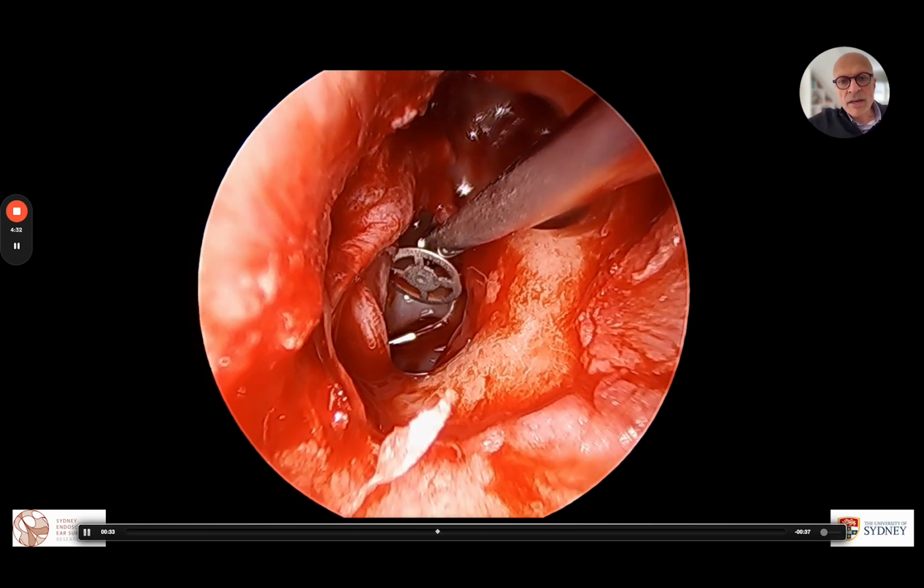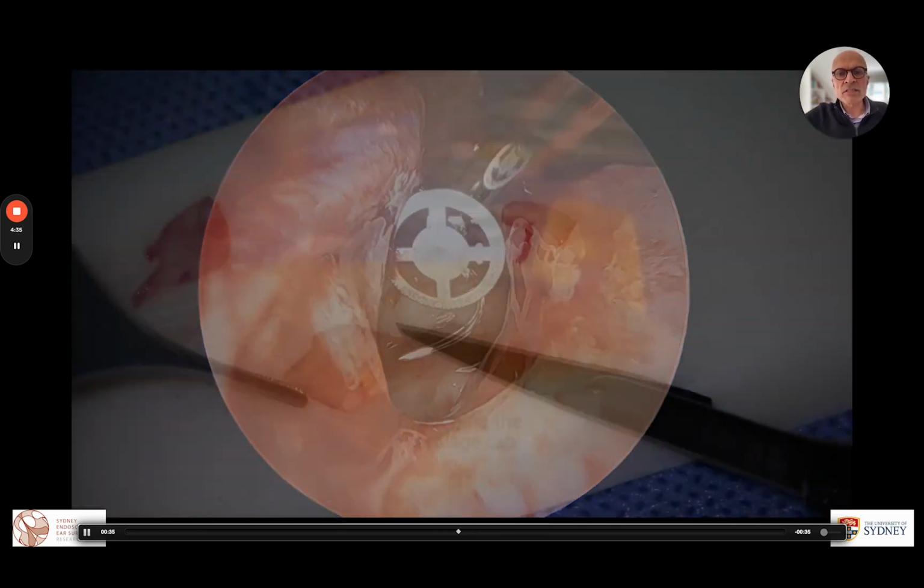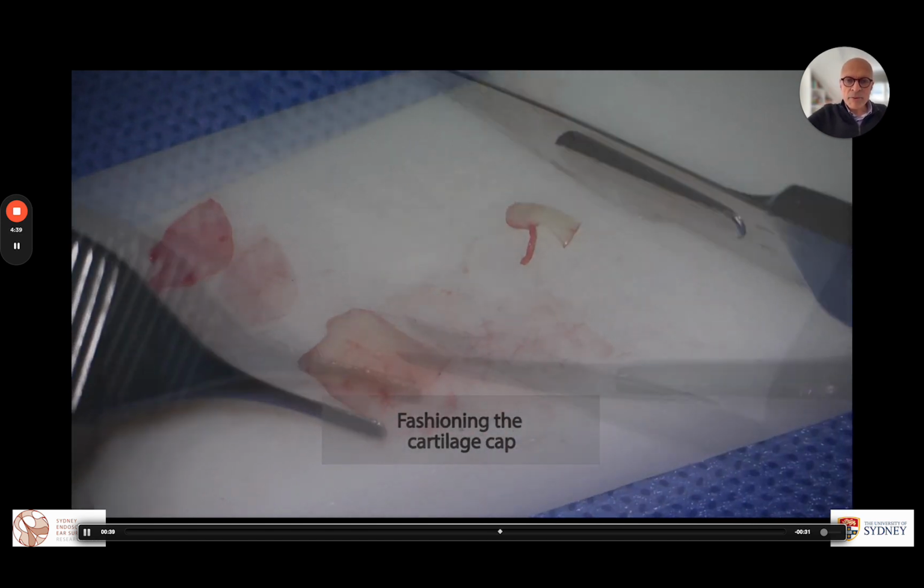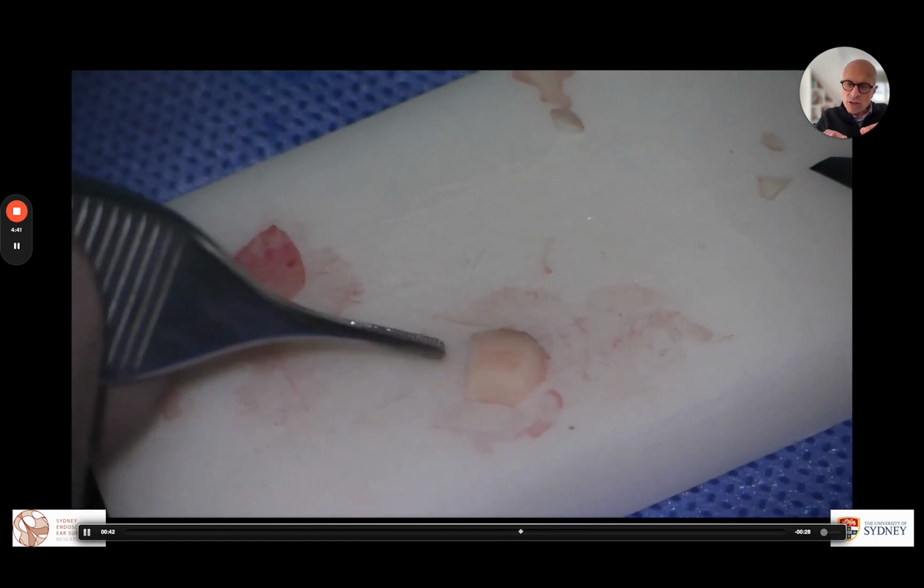Now this can be done in several ways, and you can separate the perichondrium if required. A primary Kerr's prosthesis is used for the reconstruction, and here I'm fashioning the cartilaginous cap, and I'll try and place that so that it's locked under the scutum.